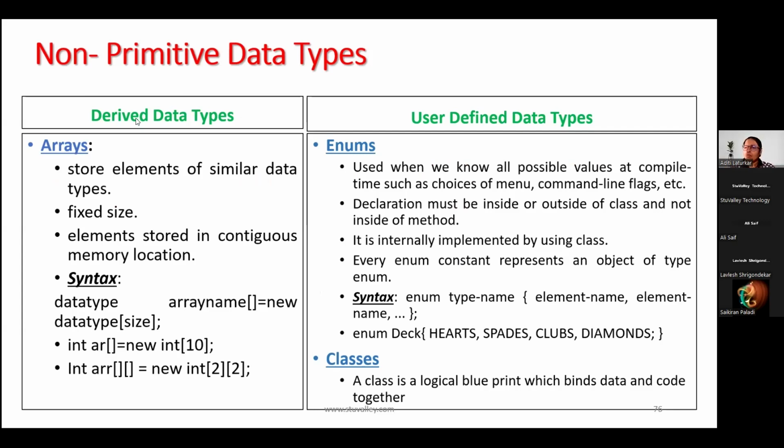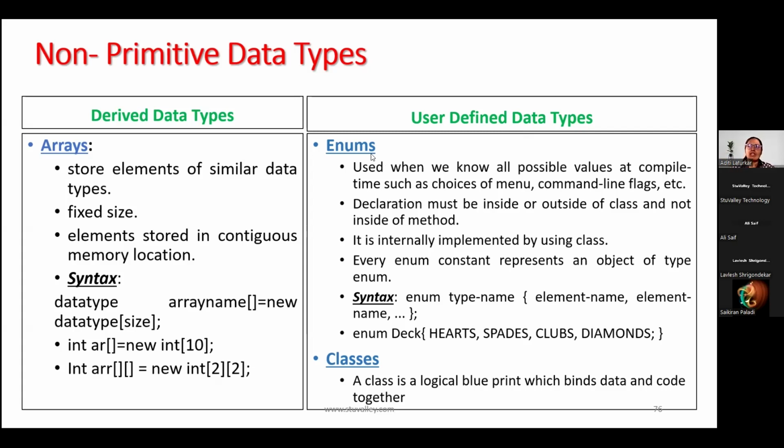There are two types of non-primitive data types. The first one is the derived data type, and the second one is the user-defined data type. Arrays are derived data types. If you want to store multiple data of a similar type in a single variable, then we can use arrays. There are two types of arrays, one-dimensional and multi-dimensional, but we mostly prefer two-dimensional arrays.